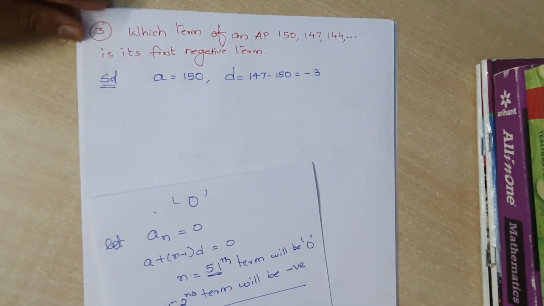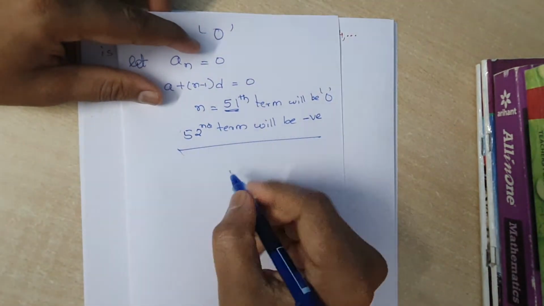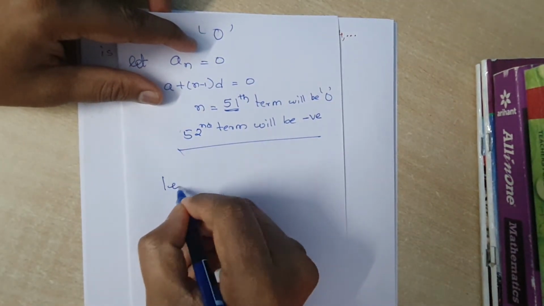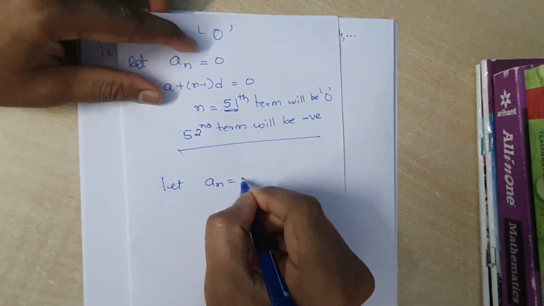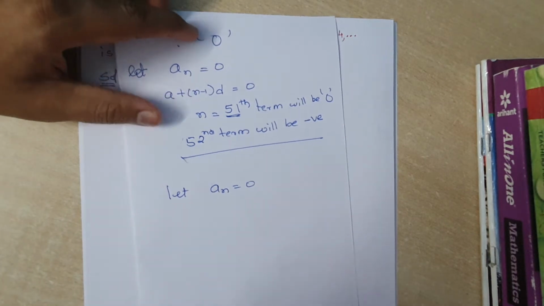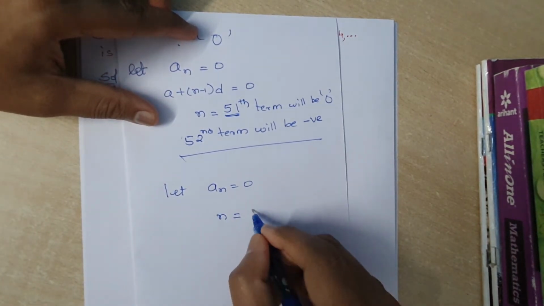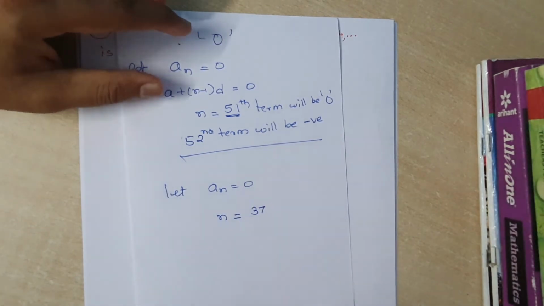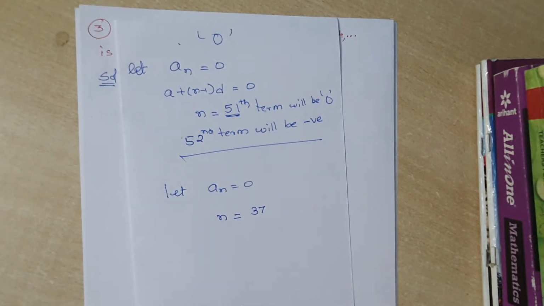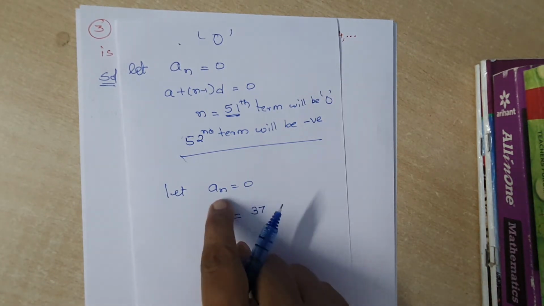ആദ്യം 0 ഉണ്ടോ എന്ന് നോക്കണം. അപ്പോൾ ഈ എ പിയിൽ 0 ഉണ്ടോ എന്ന് നോക്കണം. അപ്പോൾ നമ്മൾ എന്ത് ചെയ്യും? വീണ്ടും പറയാം, ലെറ്റ് an is equal to 0. എന്നിട്ട് an എക്സ്പാൻഡ് ഫോർമുല വെച്ചിട്ട് എക്സ്പാൻഡ് ചെയ്തിട്ട് നമുക്ക് n is equal to കണ്ടുപിടിക്കും. n നമ്മൾ കണ്ടുപിടിക്കുമ്പോൾ ഫോർ എക്സാമ്പിൾ ഇഫ് ഇറ്റ് ഈസ് 37 ആണെങ്കിൽ, ഇഫ് ഇറ്റ് ഈസ് 37 വിച്ച് ഈസ് ദി നെഗറ്റീവ് ടേം, ഫസ്റ്റ് നെഗറ്റീവ് ടേം 38 അല്ലേ?